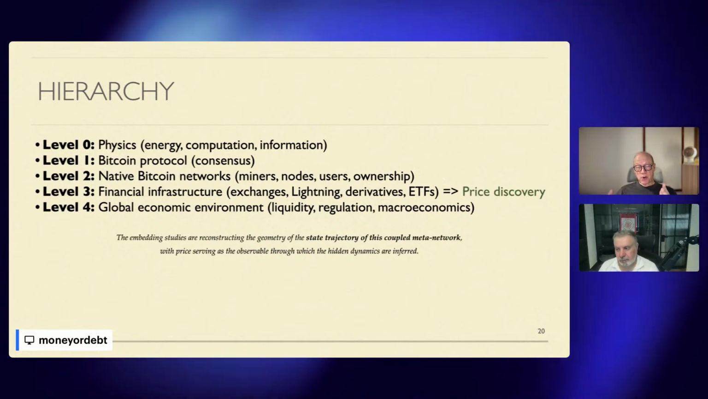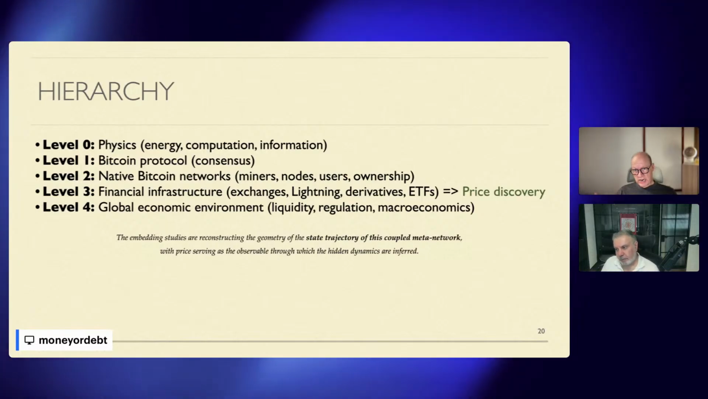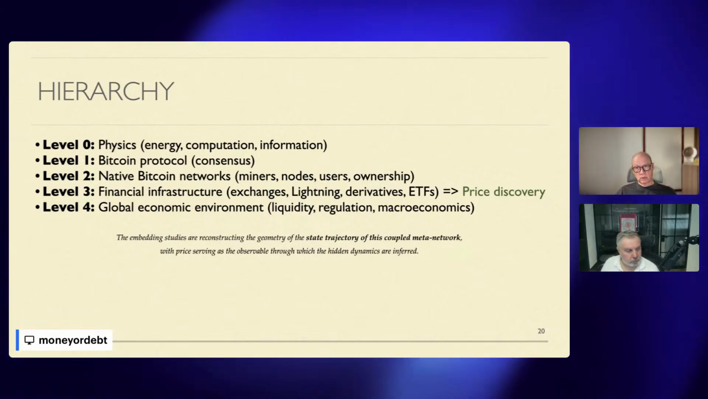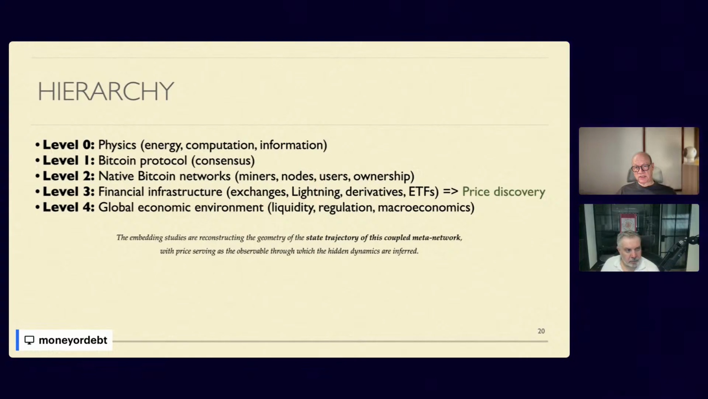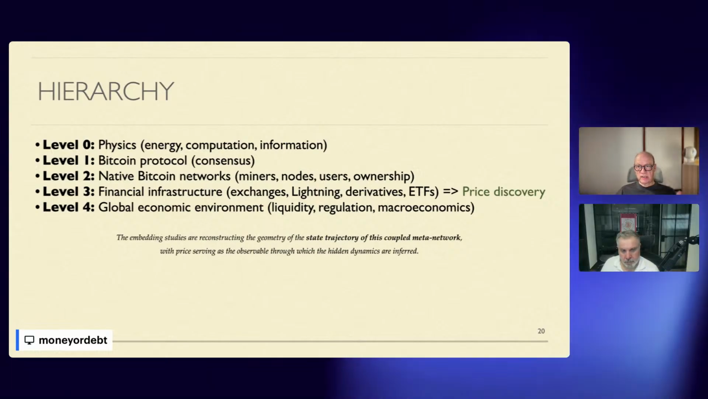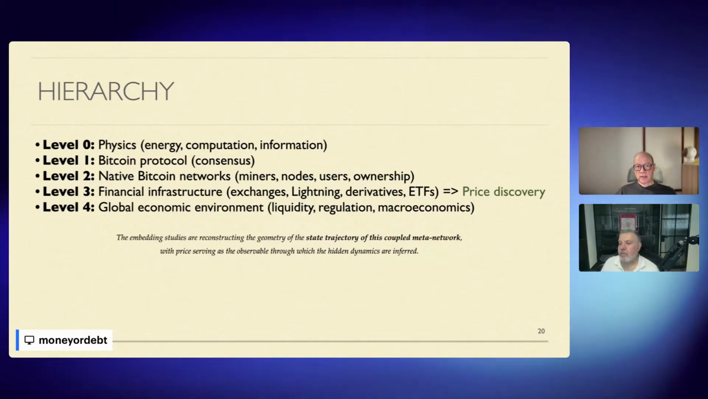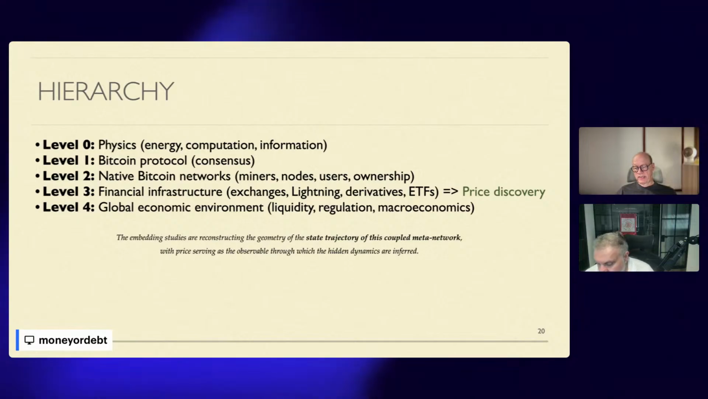discovery. So price is an expression of this dynamical geometry, the state trajectory of this coupled meta network that sits in a global economic environment that's impacting it with liquidity and regulation and all the macroeconomic variables. And so price is an observable through which we're trying to infer the hidden dynamics.